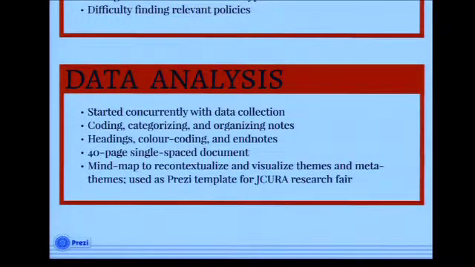I started identifying and analyzing themes while collecting the data. Once there was significant overlap and repetition of content, I moved on to coding and categorizing my notes. I organized my notes using headings, color coding, and endnotes. I then used a mind map to recontextualize and visualize my themes, which was very effective and helped me create a Prezi to present my findings at the research fair.